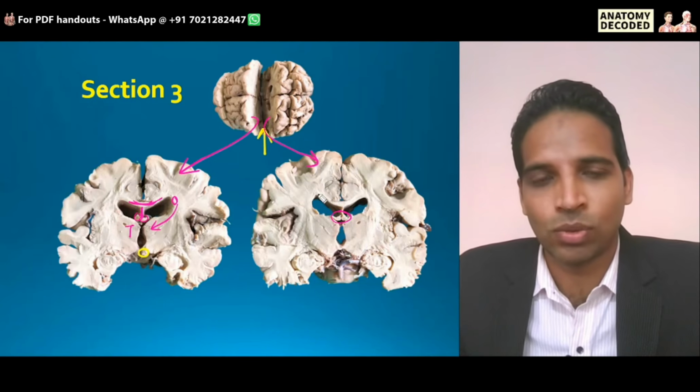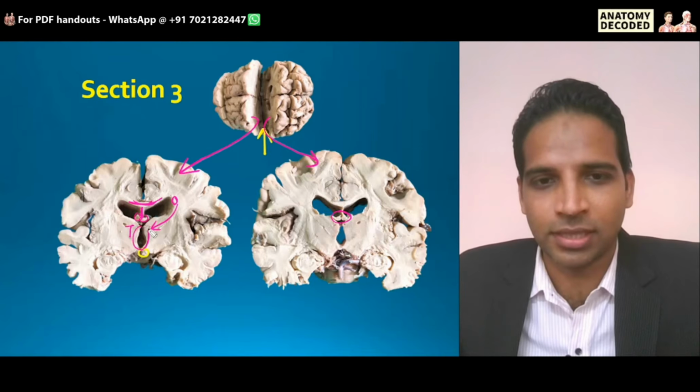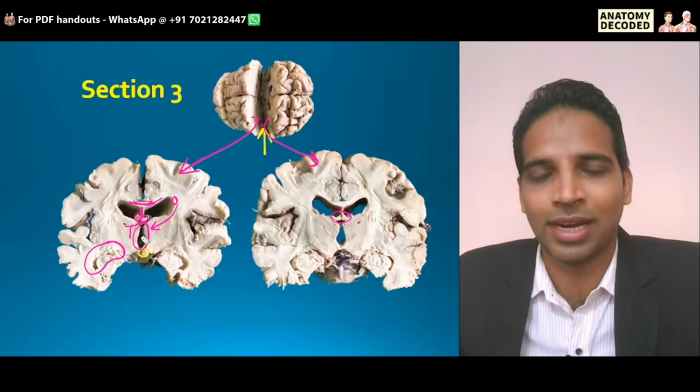When the section passes through the body, two other important structures are seen. One is the third ventricle in the midline and the other is the inferior horn of the lateral ventricle.